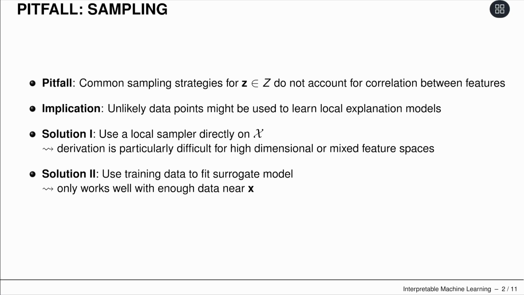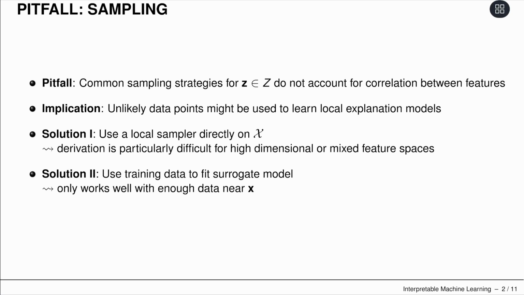So solution one could be to use a local sampler directly on your version space, making use of what is actually correlated. The problem is the derivation is particularly difficult for high-dimensional or mixed feature spaces, right? So we understand how the correlation works. It's maybe not obvious how to do that.